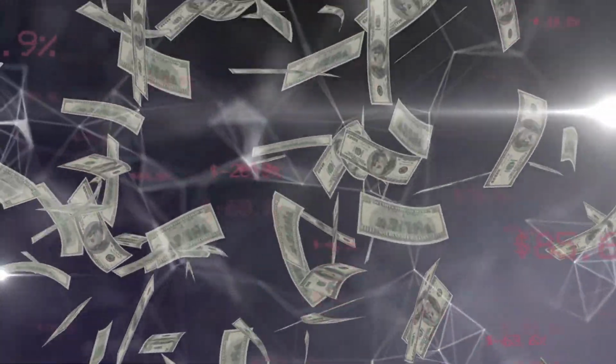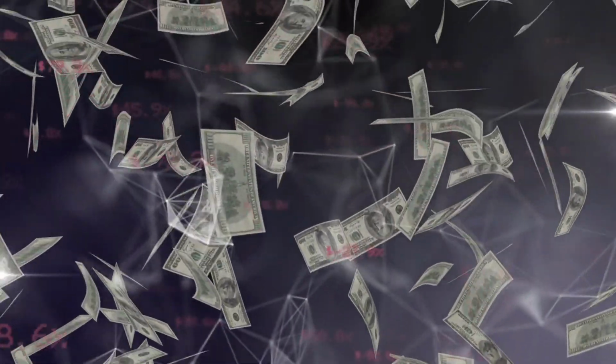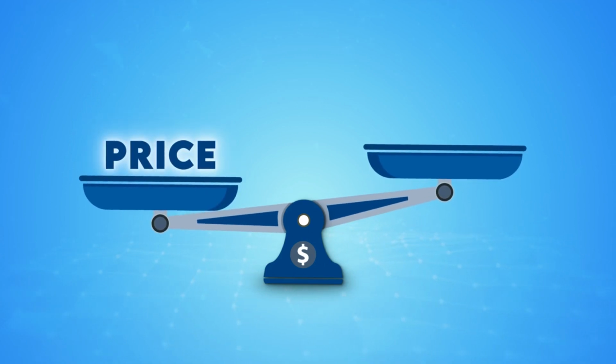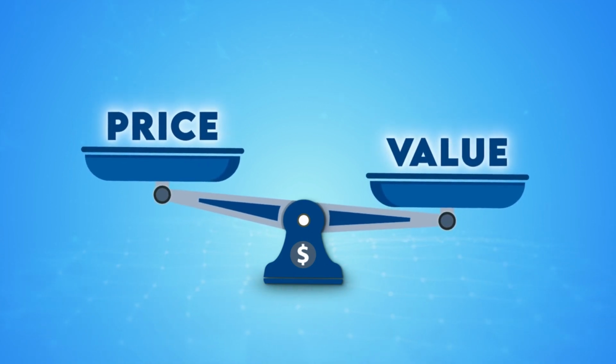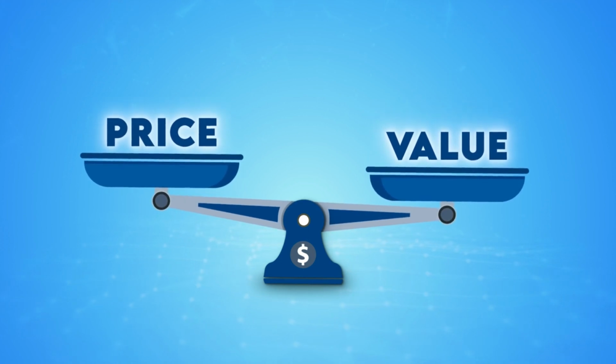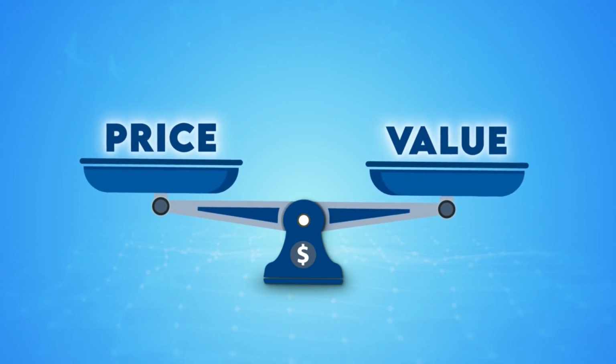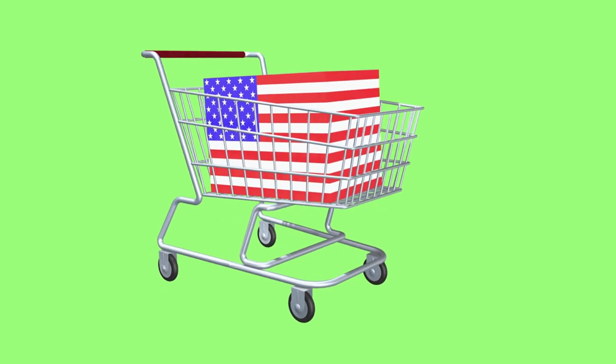Conversely, if demand decreases, prices fall, leading producers to reduce output. This dynamic interaction between supply and demand helps ensure that resources are directed toward their most valued uses. Let's delve deeper into the concepts of supply and demand.